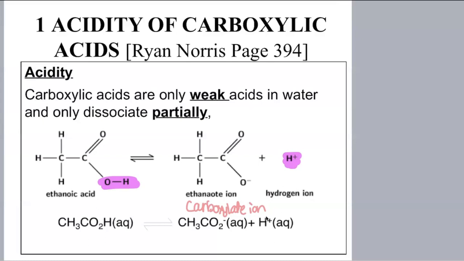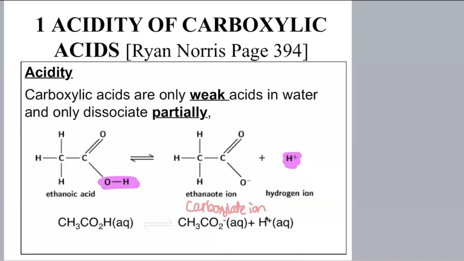When you dissociate ethanoic acid, it forms ethanoate ion. When you dissolve or dissociate propanoic acid, it forms propanoate ion. They all end with ATE for carboxylic acid. So again, this is nothing new for you.